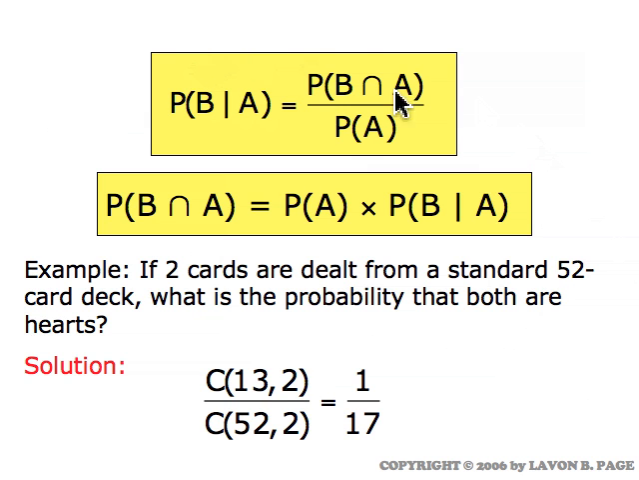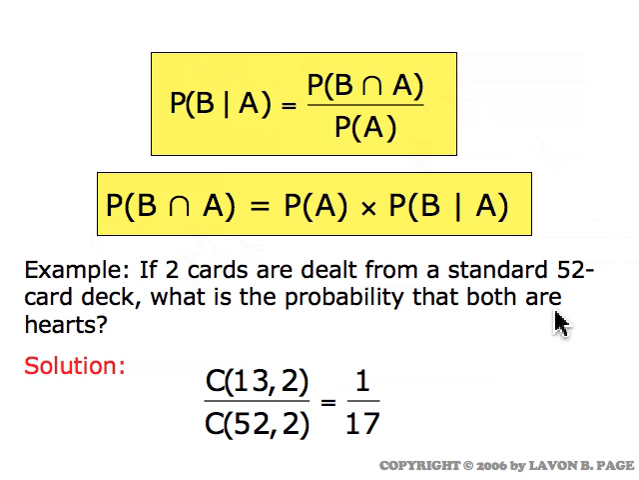Sometimes it's useful to take the definition of conditional probability and multiply through both sides by probability of A and use it as a way of determining the probability of the intersection. Let's see an example where that's helpful.